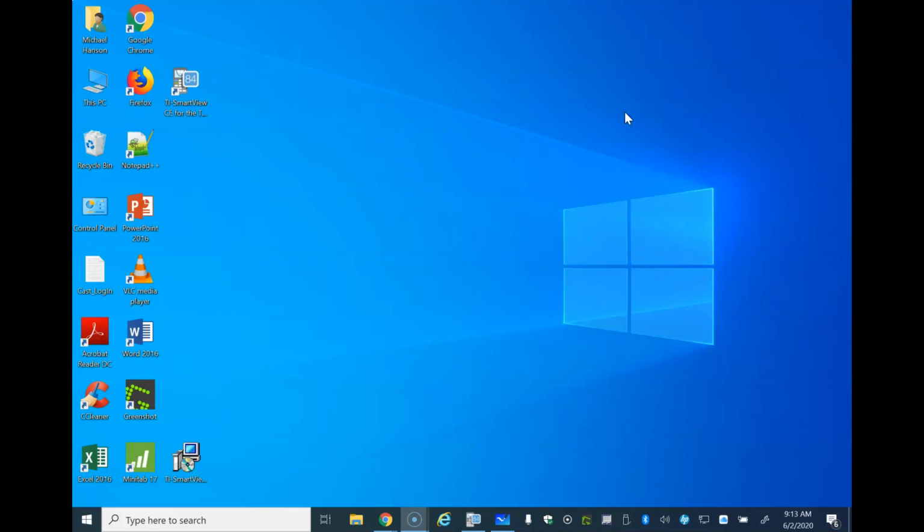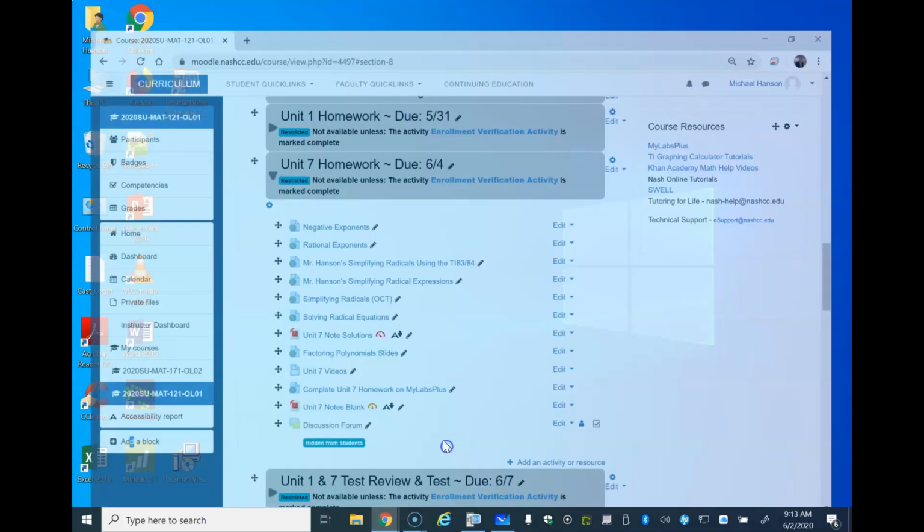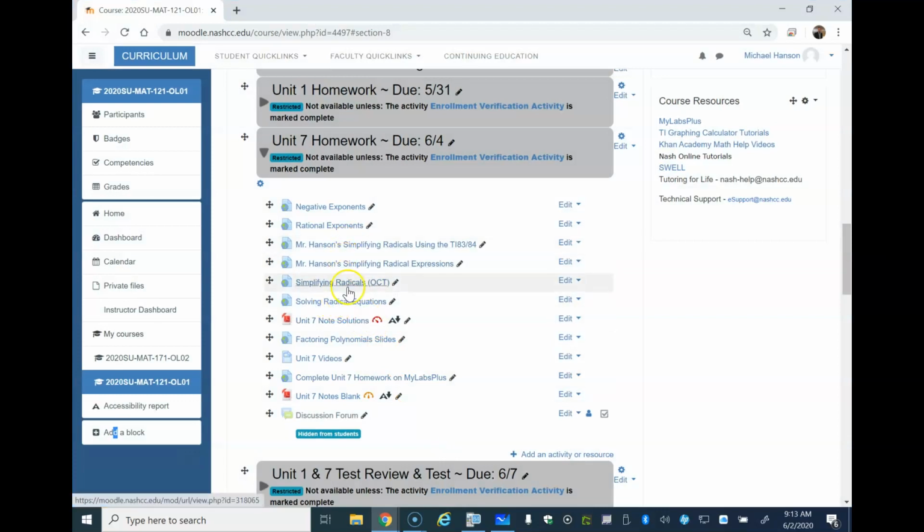So with this video, I want to go over some ways to simplify radical expressions using the calculator and also by hand. I want to show you that in Moodle, if you go pull up Moodle, these three clips or videos will help you with this section in Unit 7.